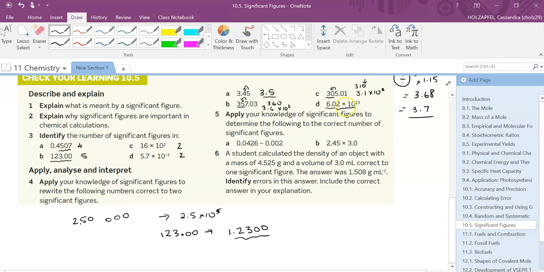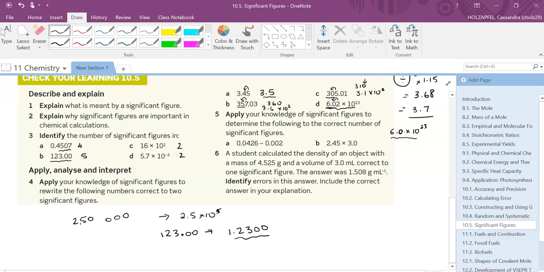Writing this to 2 significant figures, I'm going to look, so that would be my first 2 leading digits there. I would then round, so then I get 6.0 times 10 to the 23. And see how this time we still write the 0, but we must have measured it to this point because there's no point including zeros after the decimal point if you haven't measured to that point. And so this would contain 2 significant figures now.